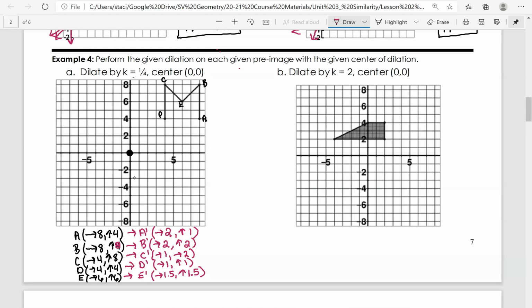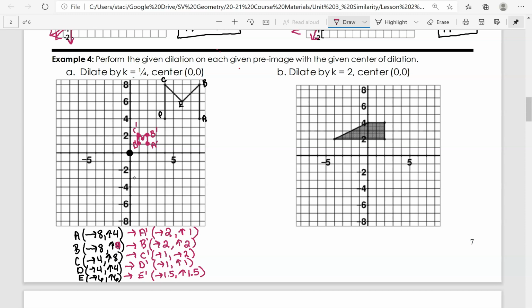So for A prime, I'm going over 2, up 1. For B prime, I'm going over 2, up 2. C prime is over 1, up 2. D prime is over 1, up 1. And then E prime is right here in the middle. I can't even really write an E in there. And then I'm going to connect my points. Sorry, that left side's a little sloppy. There is my new figure that is 1/4 the size of the original, with the center of dilation at the origin.